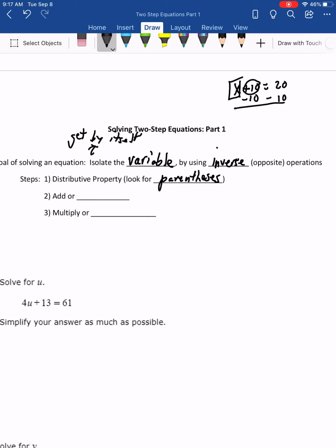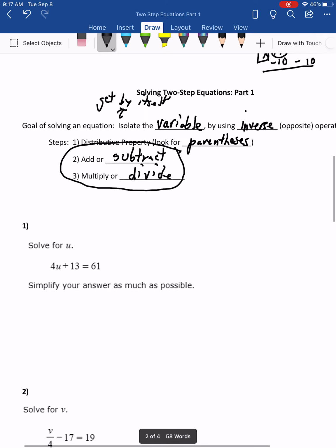Okay. Step 2, add or subtract. And step 3 is multiply or divide. All right. For the lesson we're going to do today, we're going to be focusing on these two. We'll see parentheses in the next lesson.